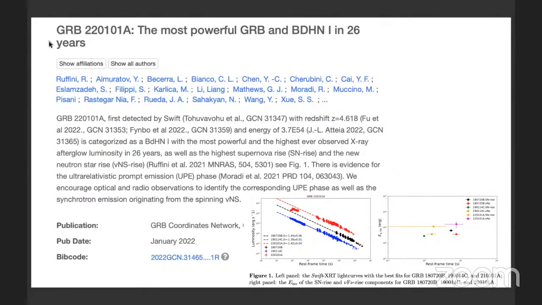Certainly the starting point was GRB 220101, here represented in red, as the most powerful X-ray afterglow of all the other BdHN I which we had studied before, in particular GRB 190114C. And then we were challenged to look also to the farthest possible BdHN I, which was discovered in our group by Luca Izzo. And this led us to, of course, a very intense analysis of the characteristic features.